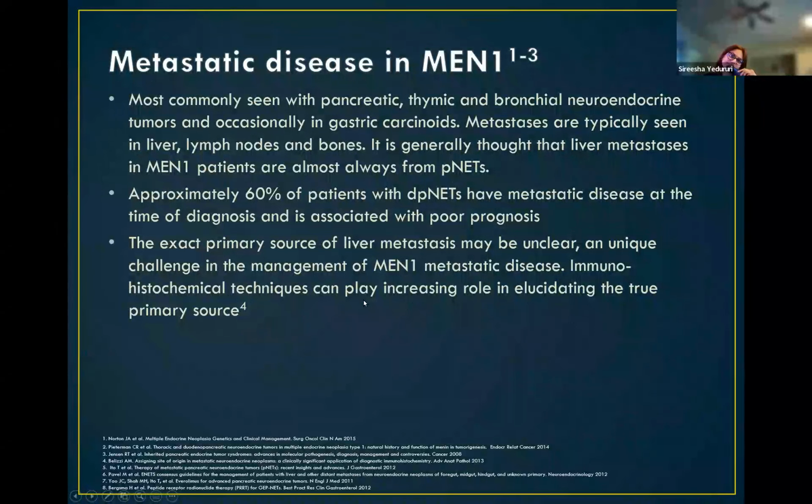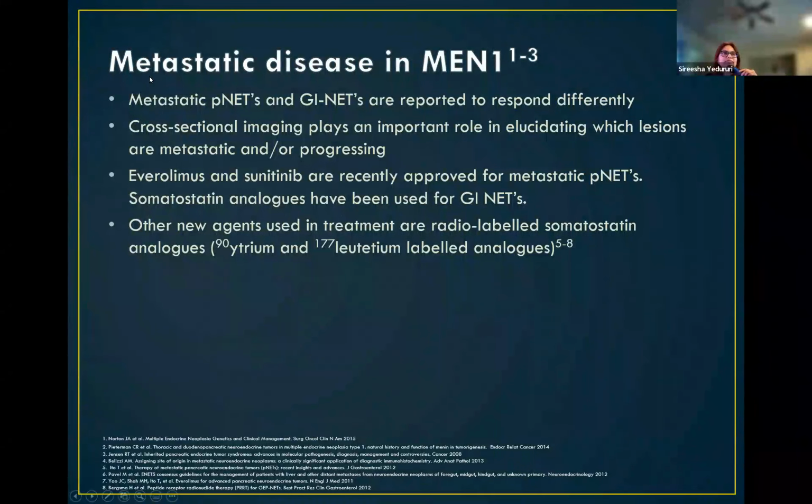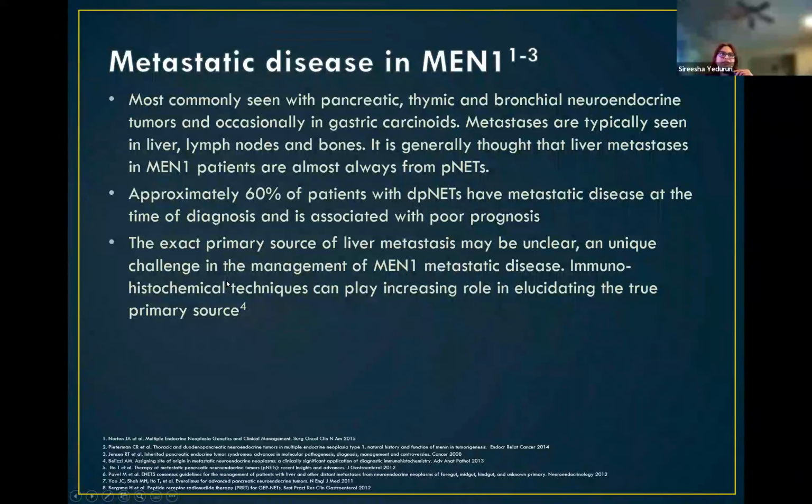Immunohistochemical techniques are playing an important role, but I think we are still a long way there. And then metastatic pancreatic neuroendocrine tumors and GI neuroendocrine tumors are reported to respond differently to different treatments. Cross-sectional imaging plays a role in elucidating which lesions are progressing, and also in looking for metastatic disease. Everolimus and sunitinib, and then Y90 radio-labeled somatostatin analogs are the treatments that are emerging.